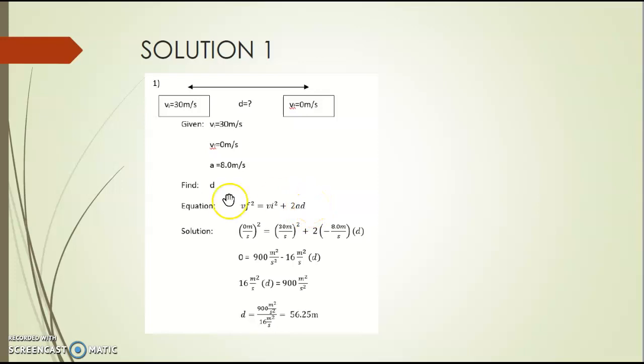Since our final velocity is 0, here's our initial velocity. Now why is it negative 8? Because we hit the brake, therefore it's deceleration. It should be in the opposite direction, so that's why it's negative. Therefore, we're going to have the value of d as 56.25 meters.